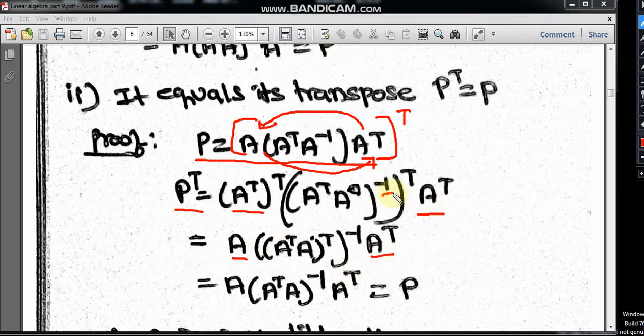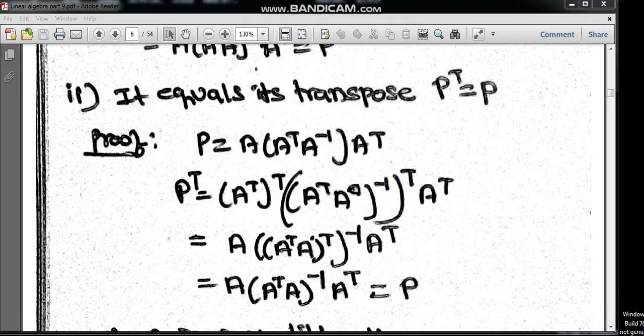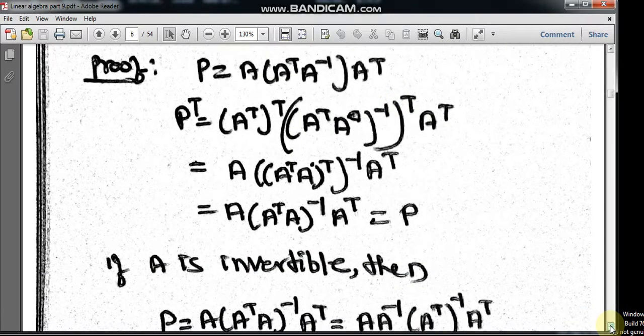And if I change the position of inverse and transpose, I get this. So what is the same A transpose? If I want to take a transpose, I will have to write this first A transpose, and A transpose of transpose becomes A. So look at the expression. This is nothing but equal to P. Sorry for that. And so you can say P is symmetrical.